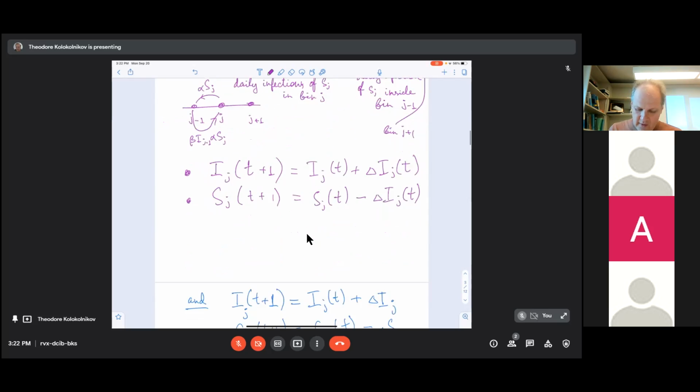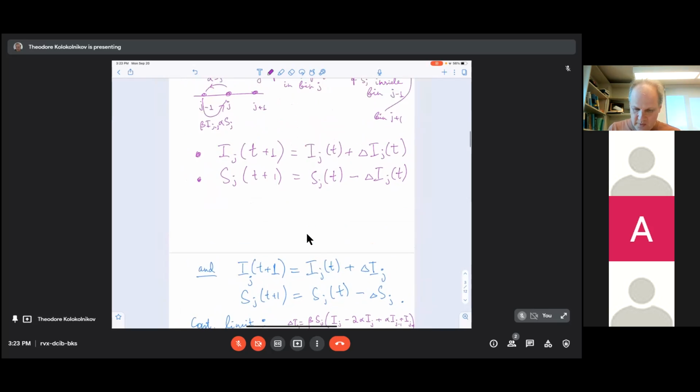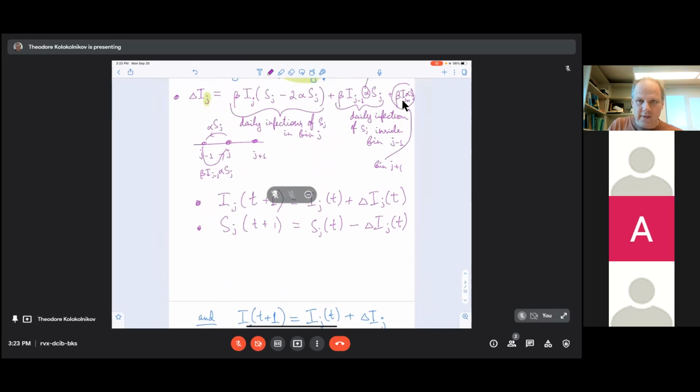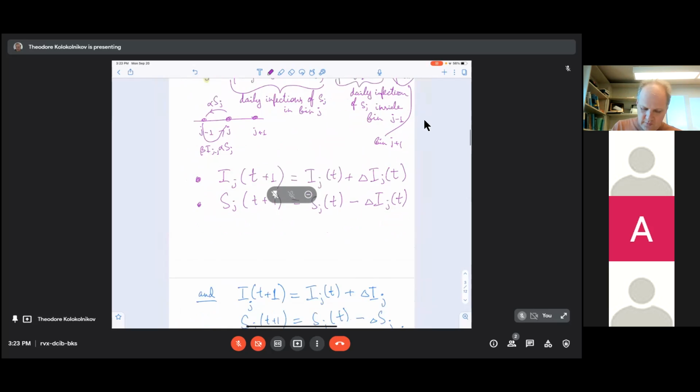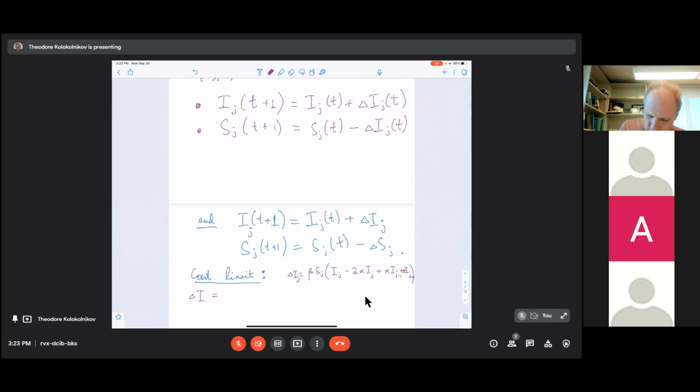I just wrote this down again. Now let's look at the continuum limit of this model. If I look at this equation for ΔI_j, I'm going to rewrite this. So β S_j I can factor out for all of those terms, and what I'm left with inside is this stuff here. This probably looks very familiar to most of you. This is like a Laplacian.